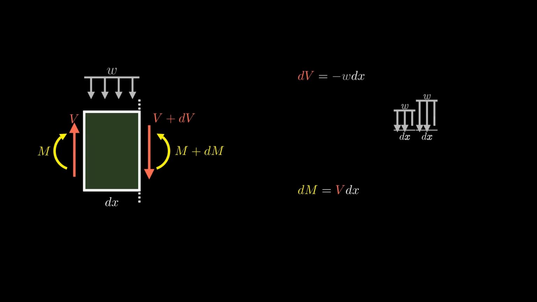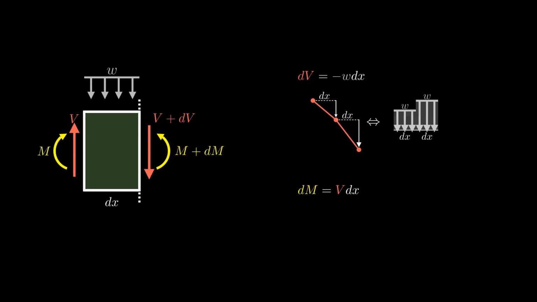The first equation tells us that the change in shear force is equal to the area of the distributed load. At each dx, the shear force decreases by the area of that distributed load. If the distributed load changes, then that area changes too, and the shape of the shear force diagram changes with it.